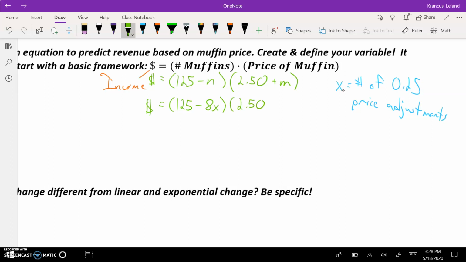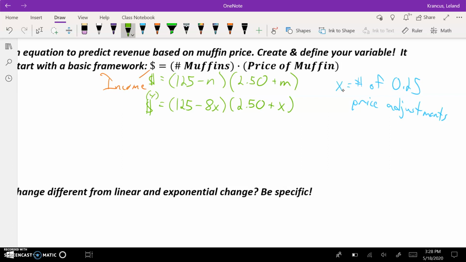The price of our muffin goes up by 25 cents. So notice now we actually have two variables. We have our y variable, which is our income. Our x variable is price adjustment.